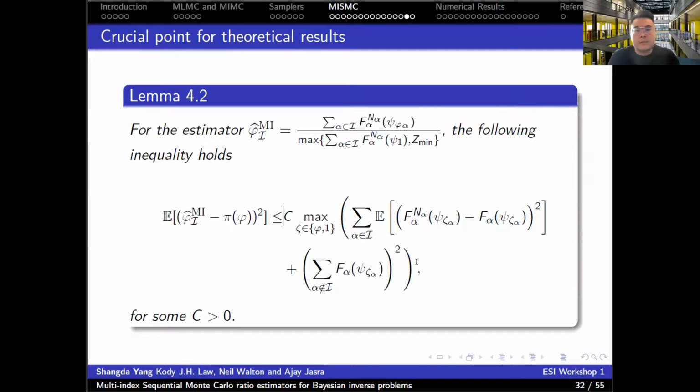You can see that this is similar to the proof of the standard multi-index Monte Carlo. So after this, you can use the standard proof for the multi-index Monte Carlo to finish the proof and get the theoretical result. But with the self-normalized increments estimators, you will introduce an extra cross term here, which will mess up the theory.